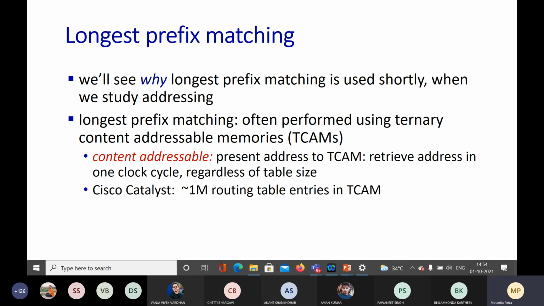As you can see, it retrieves the address in one clock cycle regardless of the table size, and it can also keep a large number of routing table entries.